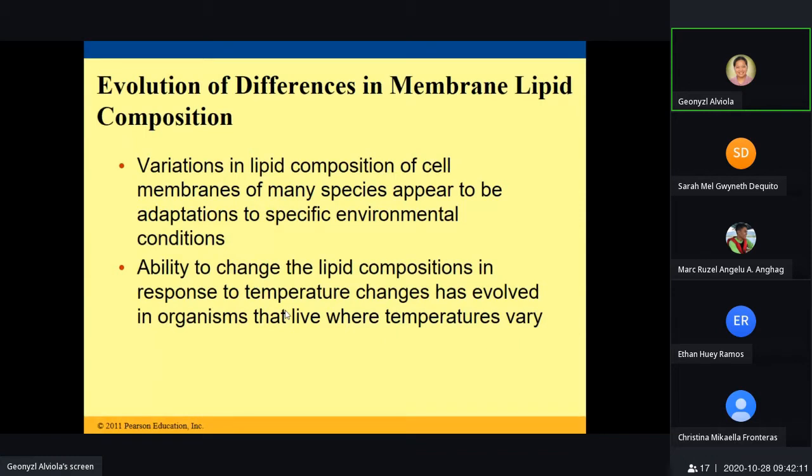Okay. Evolution of differences in membrane lipid composition. Variation in lipid composition of cell membranes of many species appears to be an adaptation to specific environmental conditions. So, they adjust. The ability to change lipid composition in response to temperature changes has evolved in organisms that live where temperatures vary. So with the help of these compounds within the membrane, it helps us adapt. The cell adjusts.